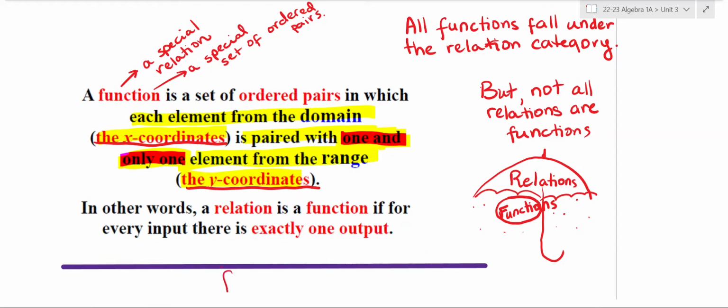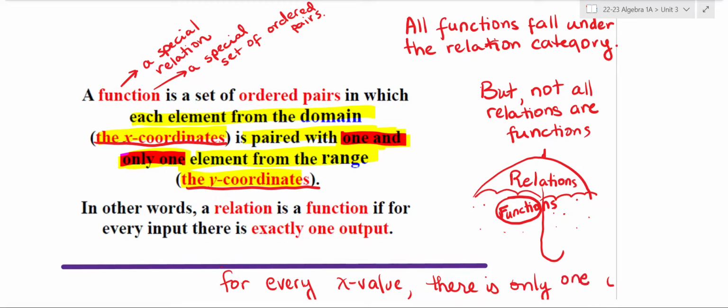So let's write it down. For every x value, there is only one y value. Okay, and not the other way around. We're only talking from the x's point of view. X can only have one y.